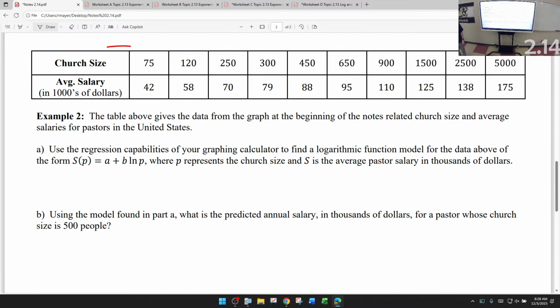Next part. Good? Example 2: this table above gives the data of the graph beginning in the notes related to the church size and the average salaries for the pastor in the United States. Use the regression capabilities of your graphing calculator to find a logarithmic function in the model S equals a plus b natural log P, where P represents the church size and S represents the pastor's salary in thousands of dollars.